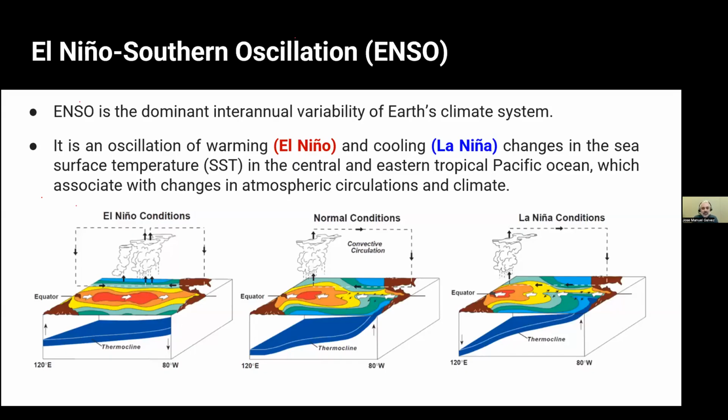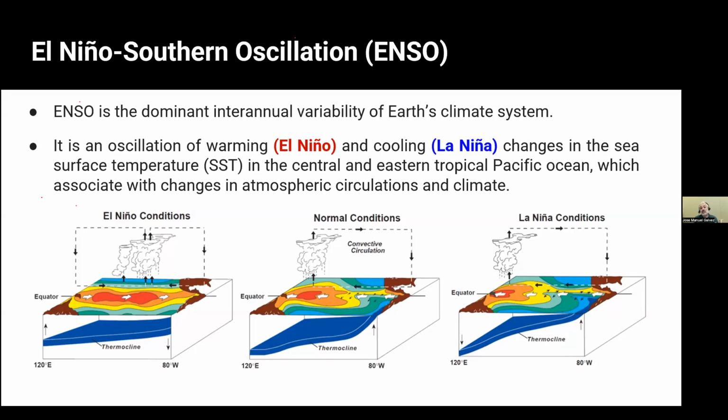The El Nino Southern Oscillation, or ENSO, is the dominant interannual variability of the Earth's climate system. Among the different things that control how the Earth varies, we have the Antarctic Oscillation, the North American Oscillation, tropical waves, upper troughs, fronts, the polar vortex, and so on.